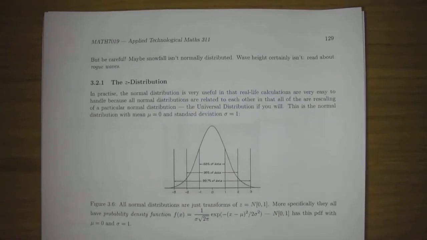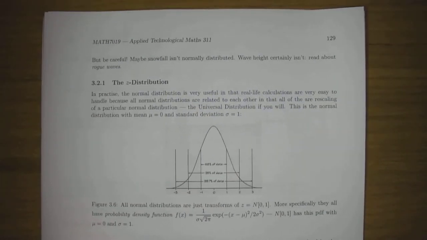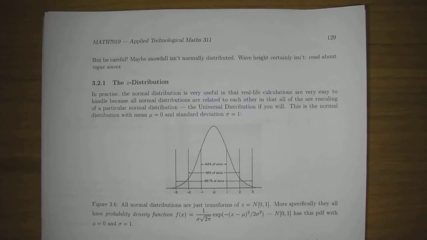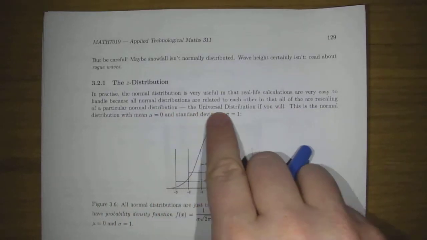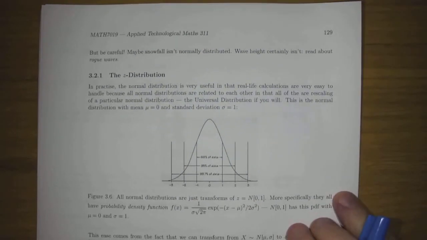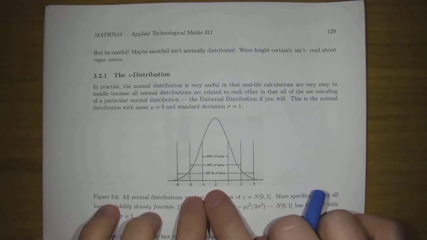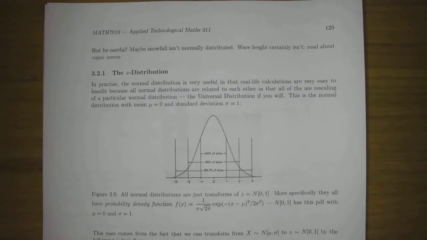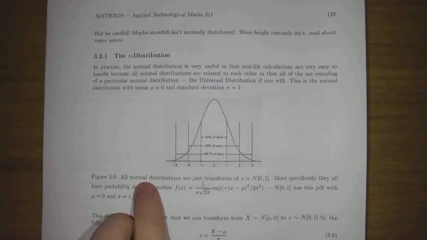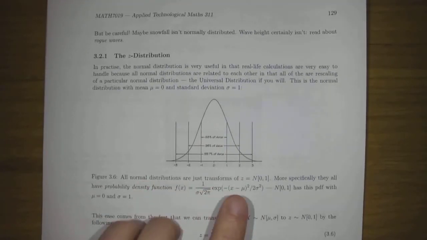In practice, the normal distribution is very useful in that real-life calculations are very easy to handle because all normal distributions are related to each other. They all have a bell-shaped curve. They're all rescalings of a particular normal distribution, this universal distribution, if you will. This is the normal distribution with mean 0 and standard deviation 1. So look at this one. The mean is 0 and approximately 2/3 of the data is within one standard deviation. All normal distributions are transforms of this.